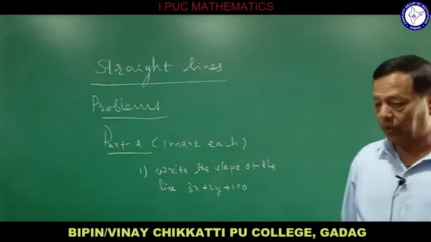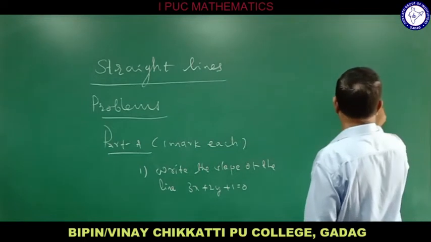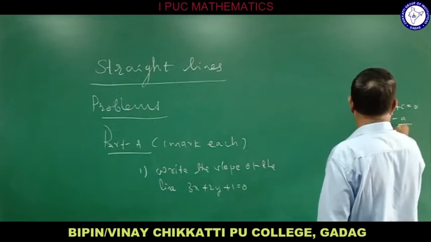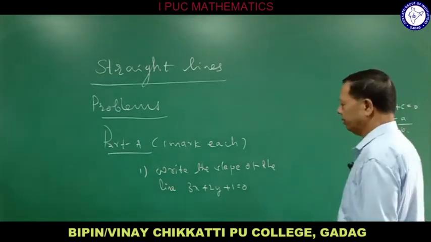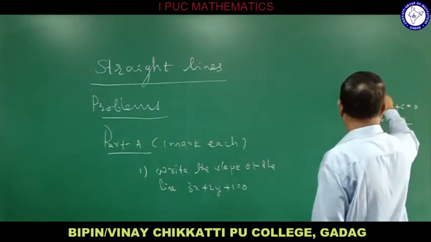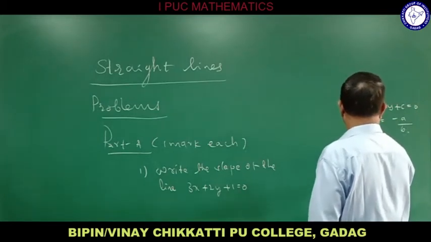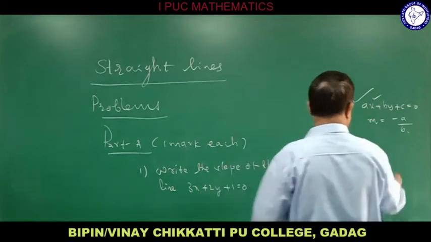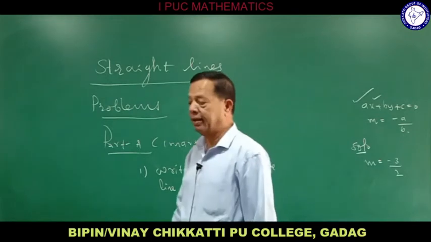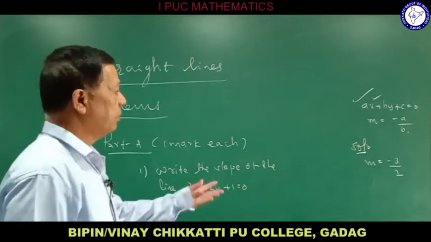The formula I am explaining: for ax plus by plus c is equal to 0, its slope is given by minus a by b. This is the formula. So according to this formula, it is minus coefficient of x divided by coefficient of y. Now the solution we write: m is equal to minus a by b, that is minus 3 by 2. So the slope of this line is minus 3 by 2. A 1 line answer you can write, and this is the answer.